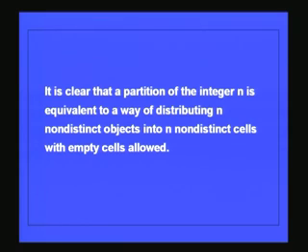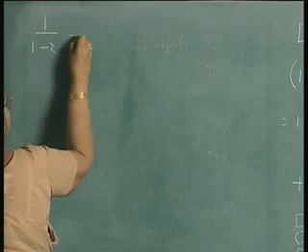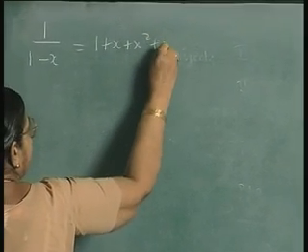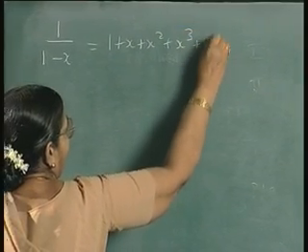Okay. So, this is what we are going to consider, and let us see how you can use the idea of generating function for this. Consider this expression, 1 by 1 minus x. This is equal to 1 plus x plus x squared plus x cubed plus x power 4, etc.